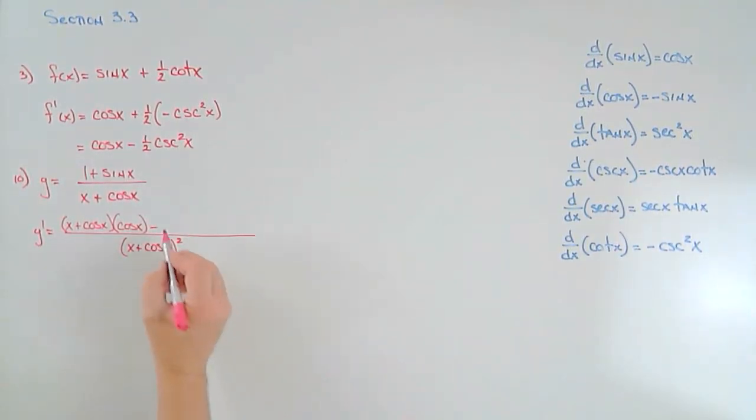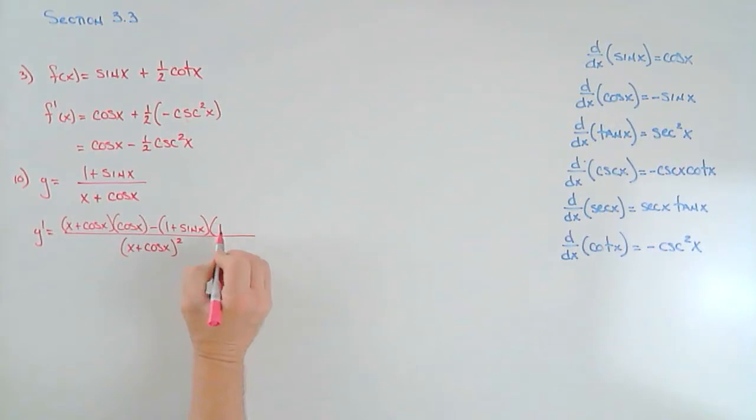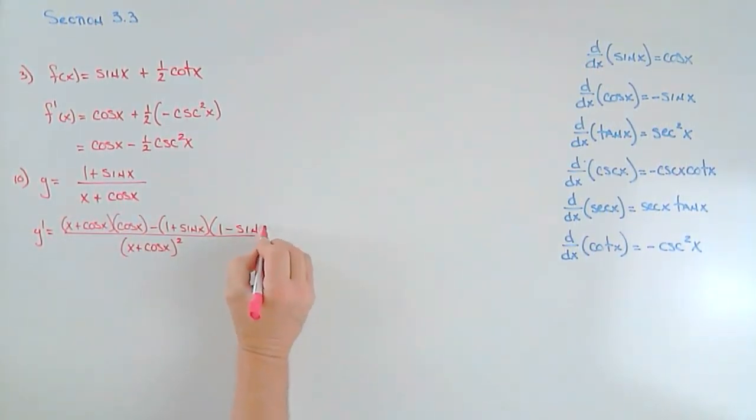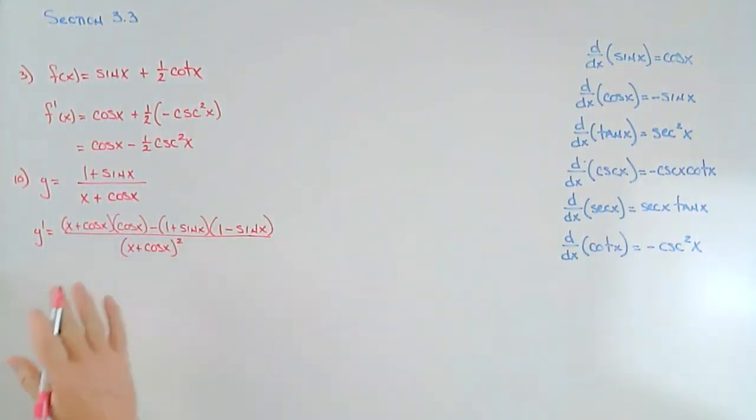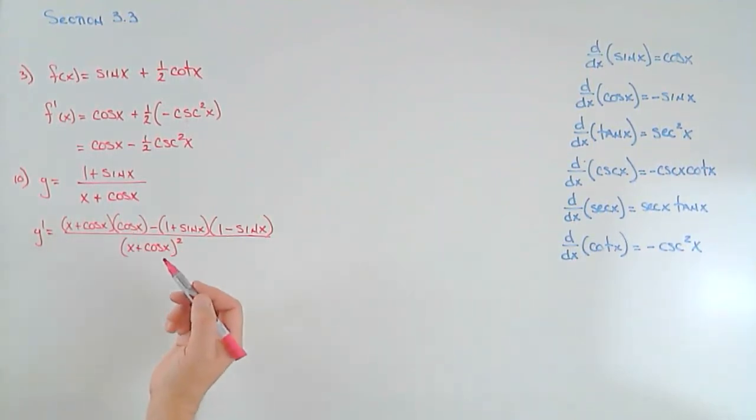Minus. Now we copy our numerator here. We take the derivative of our denominator. The derivative of x is 1. The derivative of cosine is minus sine. Now, we don't expand the denominator. We know that. We leave that alone. We are, however, going to expand the numerator, right? We're going to collect like terms, see if there's any trig identities.